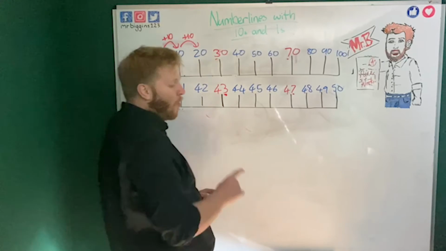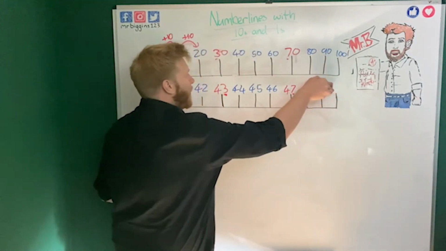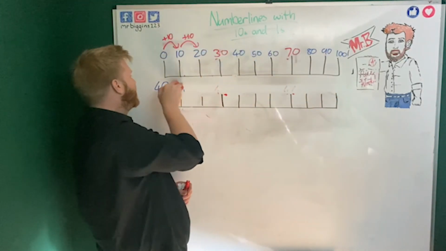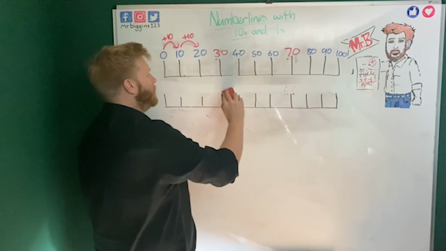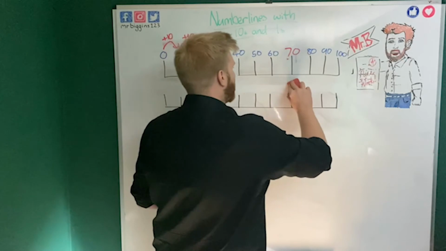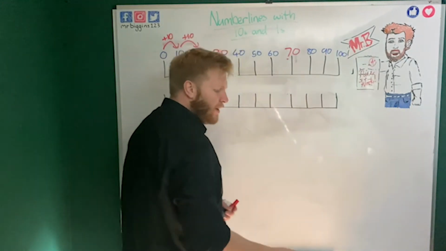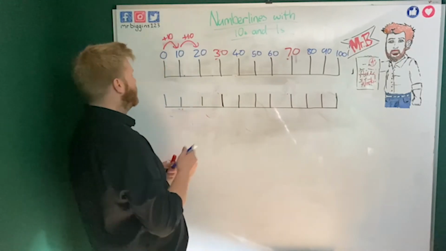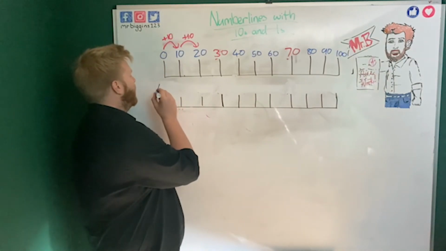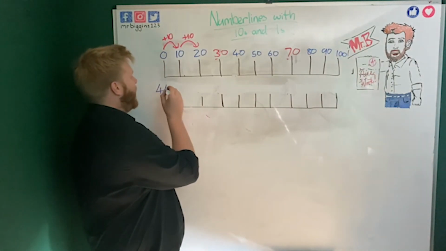Now, not always are we going to start with a number on this end that is a zero. And I'm going to show you what I mean. So, as long as we know what our number line is going up in, we can work out what we are doing. So, I might have, now we'll start at our 40s again.